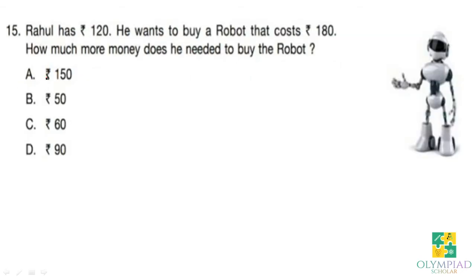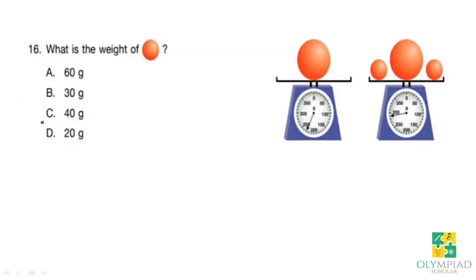Rahul has 120 rupees. He wants to buy a robot that costs 180 rupees. How much more money does he need to buy the robot? That means the cost of the robot is 180 and currently he has 120. So the difference of these two is 60 rupees. So he needs to save 60 rupees more.